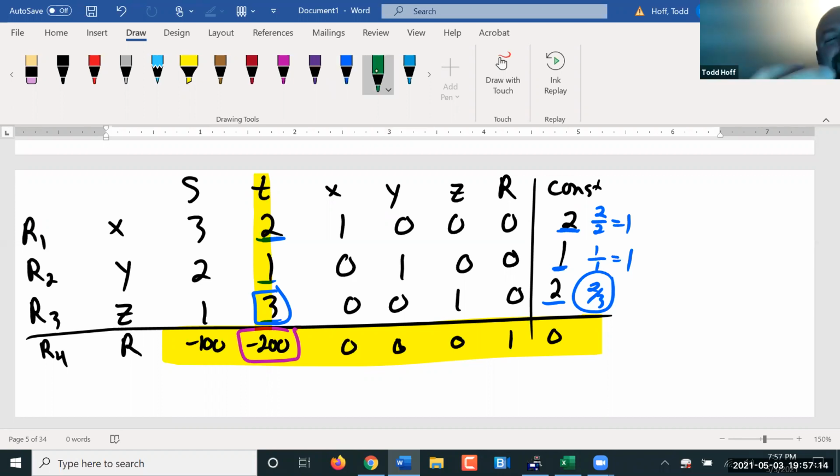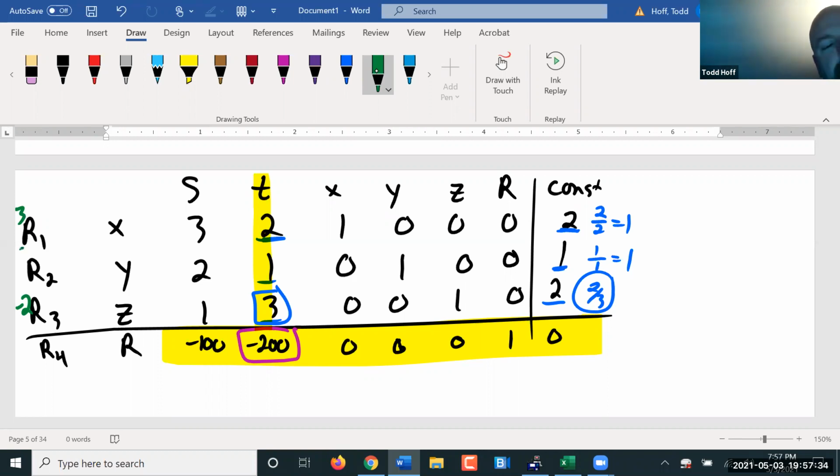So we need to eliminate everything else in that column. So let's start with row 1. Let's get rid of that 2. We're going to multiply row 1 by 3 and row 3 by -2. You may ask, why didn't we do -3 and +2? Because we want to keep the row that we are eliminating positive.